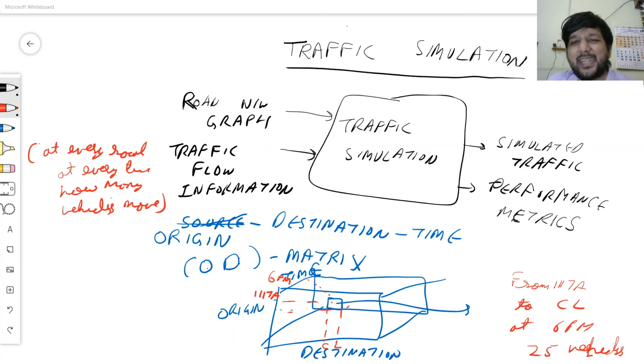Now it turns out that today we're talking about Prayagraj as a smart city. Of course, around the world, the smart city concept already exists. It's not something which is new.